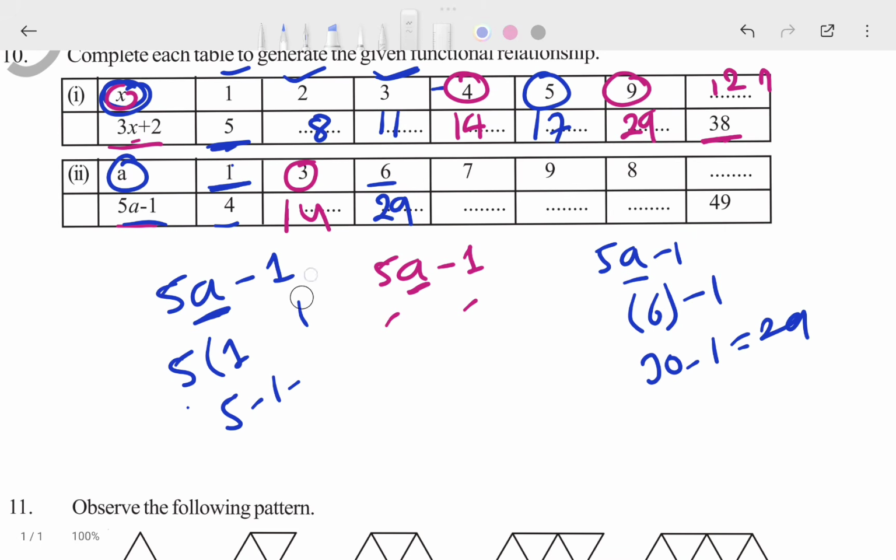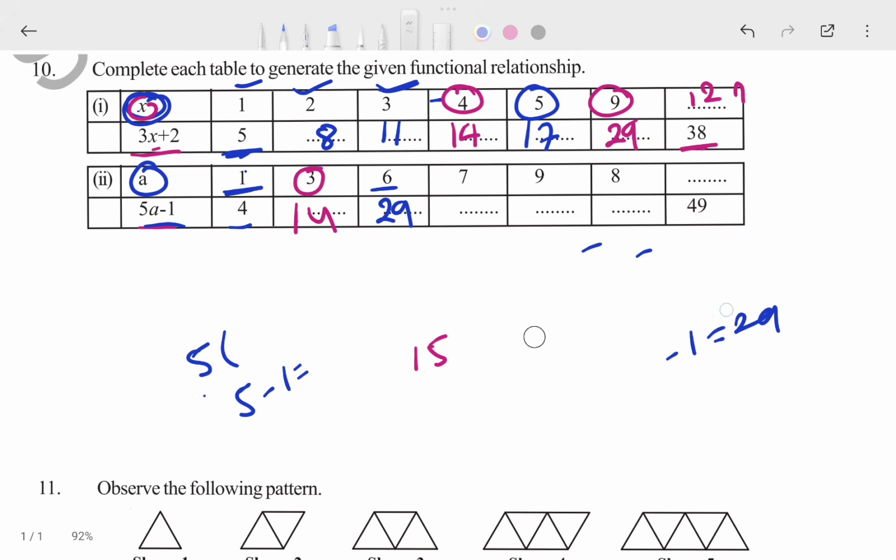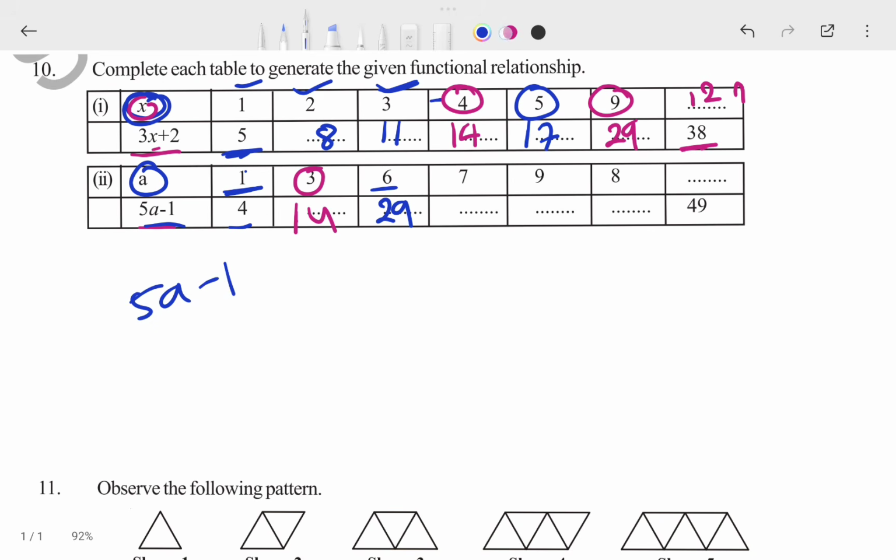Okay, right. So now again we have to do the next one, I erased it. Okay, right. So I will do the next portion. So here this is given 5a minus 1, and here it is a. In the a, what is given? 7.